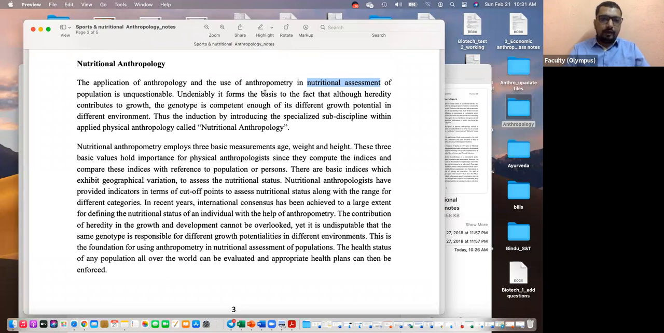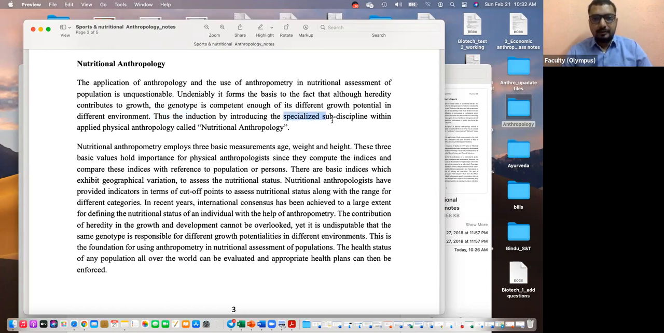Undeniably, it forms a basis that heredity contributes to growth. We all know that whatever it is, we can only attain so much height. A hereditary component, or genetics, plays an important role. But unless we provide proper nutrition, it is not possible. The genotype is capable of different growth potential in different environments. Here, the environment component could be the nutritional component.